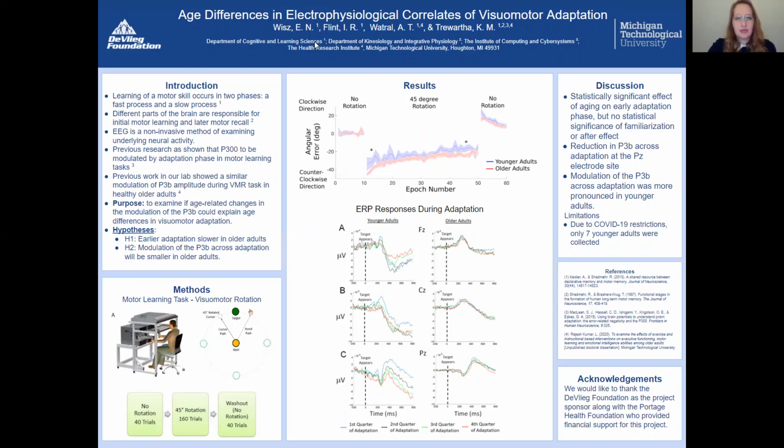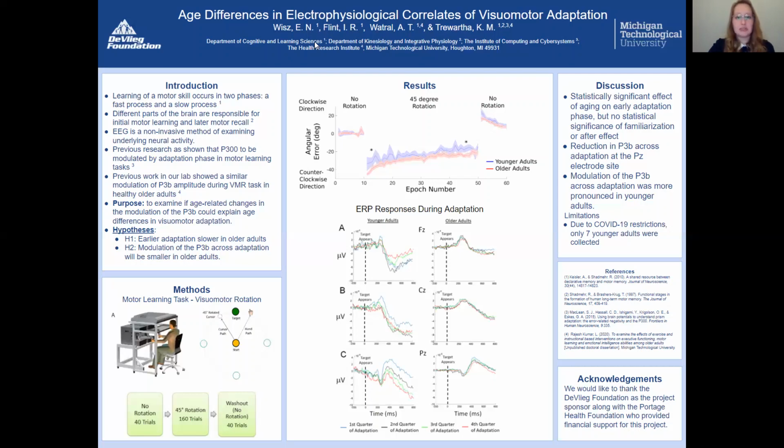To examine how these neural mechanisms change across the lifespan, we compare motor learning performance and neural activity between healthy older adults and healthy younger adults. EEG is a non-invasive method of examining neural activity, so EEG recordings provide us with event-related potentials, or ERPs as they might be referred to later on.